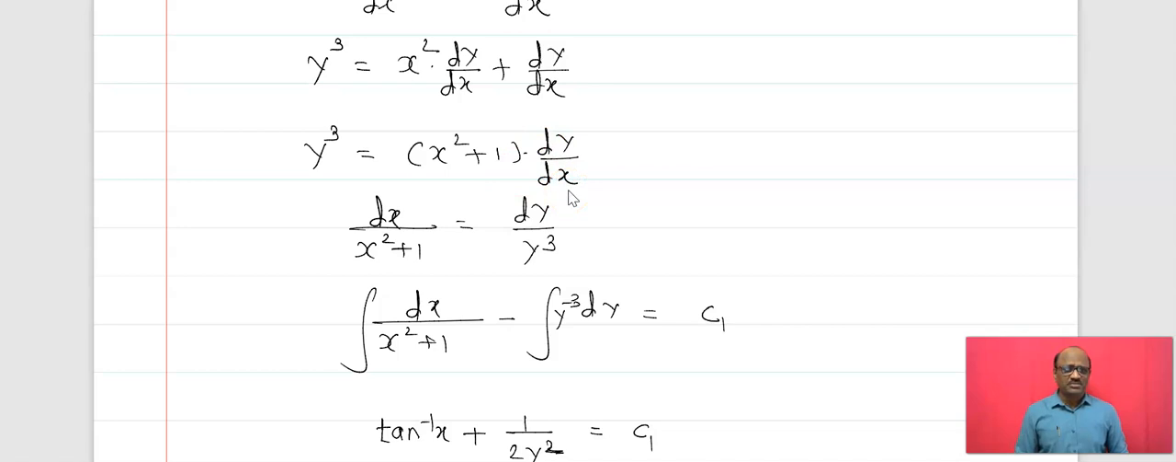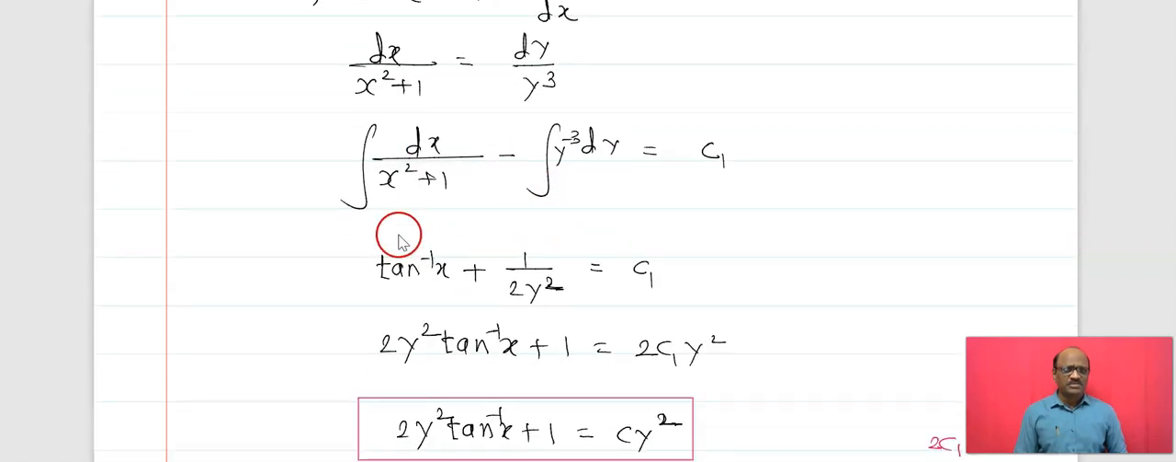Now separate the terms. You will get dx upon 1 plus x square equals dy upon y cube. Therefore, the next step is integrating on both sides. And therefore, you will get the integral dx upon x square plus 1 minus the integral y raised to minus 3 into dy, that equals c1.